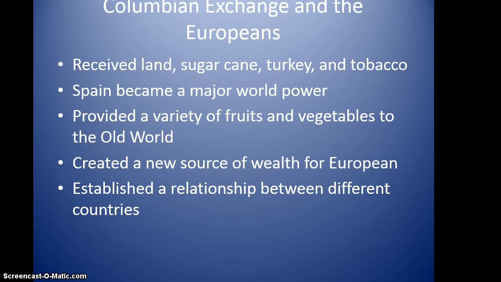Columbian Exchange and the Europeans. Again, as you read, think about which one of these are negative and which ones are positive, and you're going to put them in the appropriate spots on the charts. So, Europeans, they received land, sugarcane, turkey, and tobacco from the New World.